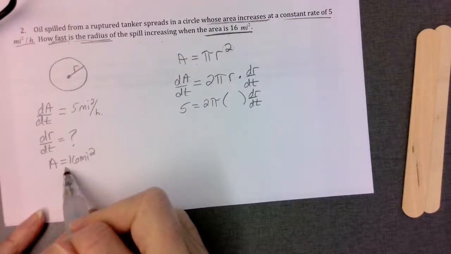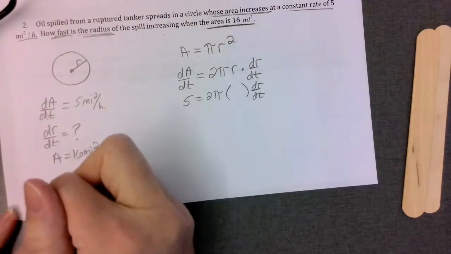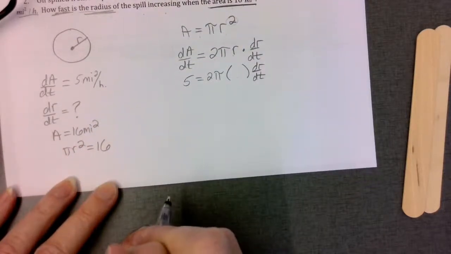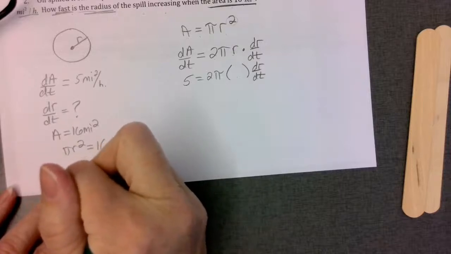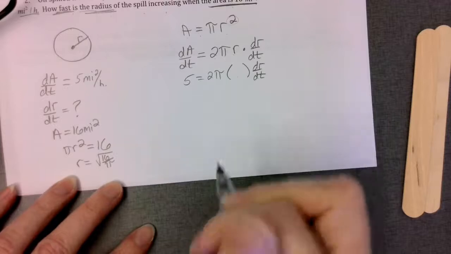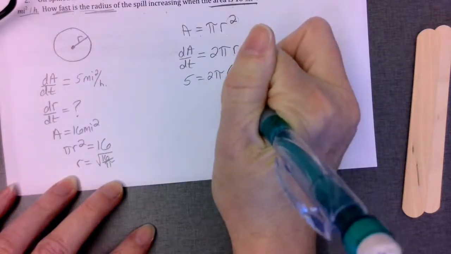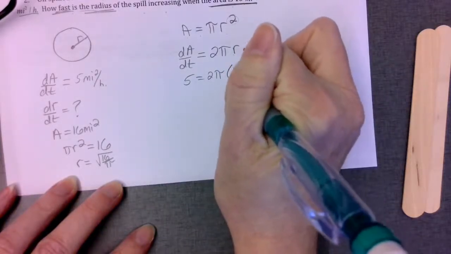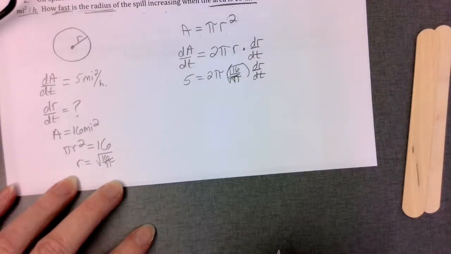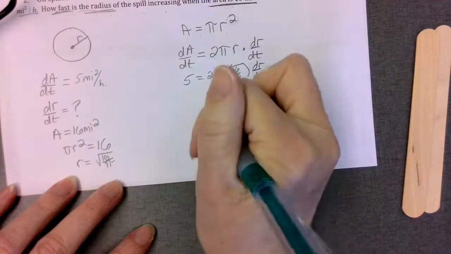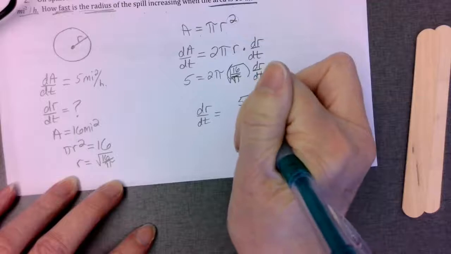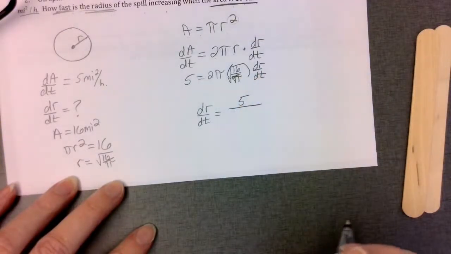Well, how do I find that radius? I know the area is 16. Well, pi r squared is equal to 16, because that's the area formula. So r is going to be the square root of 16 divided by pi. So I'm going to put 16 divided by pi in the denominator with my square root around it. Then dr/dt becomes 5 divided by this quantity.